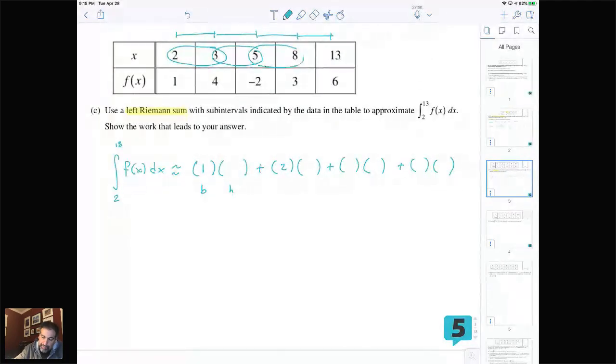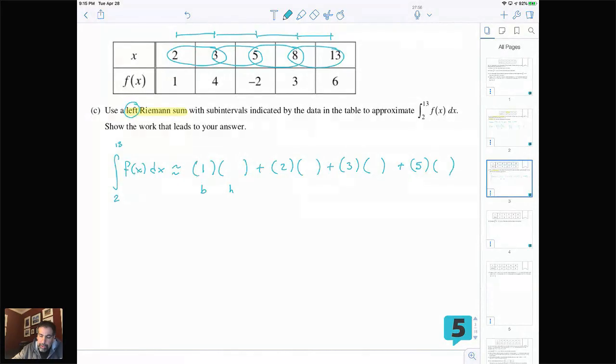My next one's from 5 to 8. So it's going to get me a base of 3. And then my last one is from 8 to 13. That's going to get me a base of 5. Okay. So once I've got the bases done, I now go back and I focus on how to get my heights. In this problem, they were really clear. They told you you're going to use a left Riemann sum.